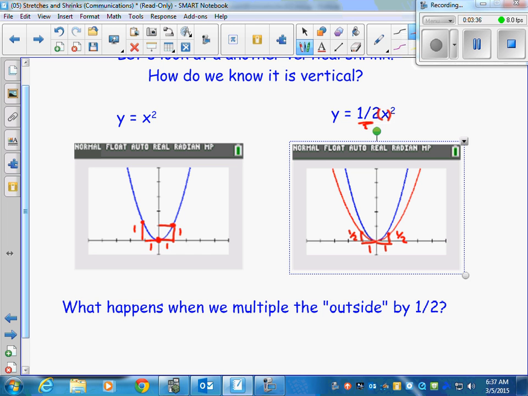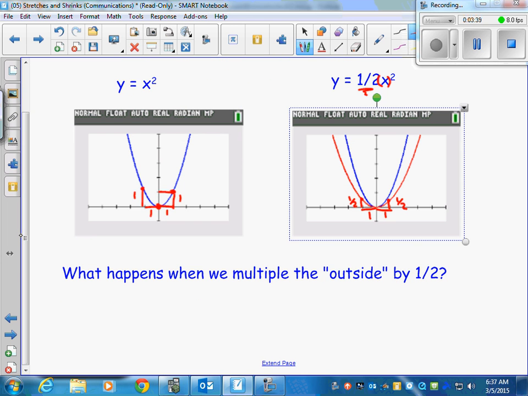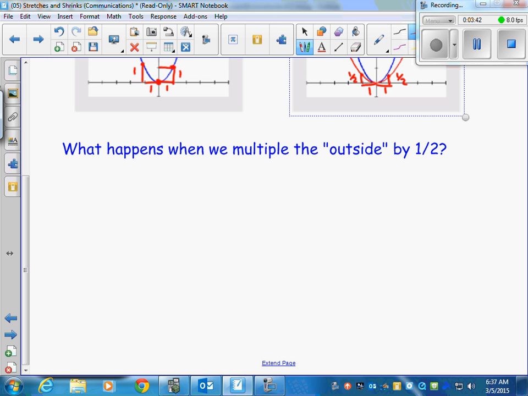Using that rule, we're on the outside, so we trust what we see. That multiplier of 1/2 is vertically shrinking the graph. So we have a vertical shrink by 1/2. The important part is really talking about that stretch or shrink, because the number that we multiply by, we're using as a scale factor. It's always a multiplication. So whenever we shrink, it should be a fraction. Whenever we stretch, it should be a whole number value.